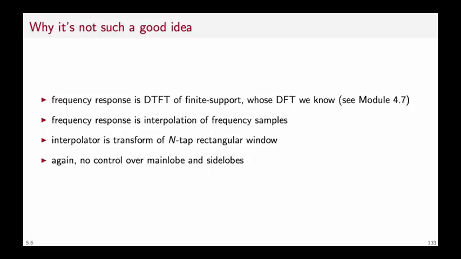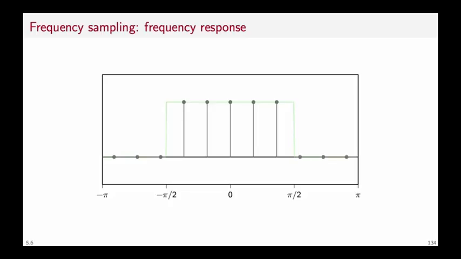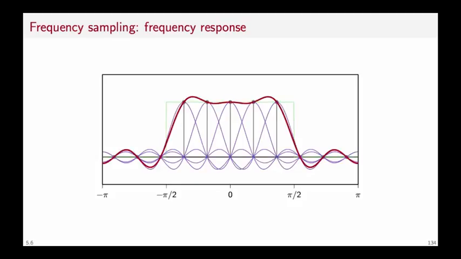And because of that, we will have no control over main lobe and side lobes of the interpolator. Graphically, it looks like this. Here is the original DTFT in green. In gray, we have the frequency samples, and the resulting DTFT will be the interpolation of these frequency samples using this interpolator here in blue. When we do the interpolation, as we have seen in module 4.7, that is what we obtain in the end. And again, we have a filter that will exhibit an error around the passband that we are not going to be able to control.